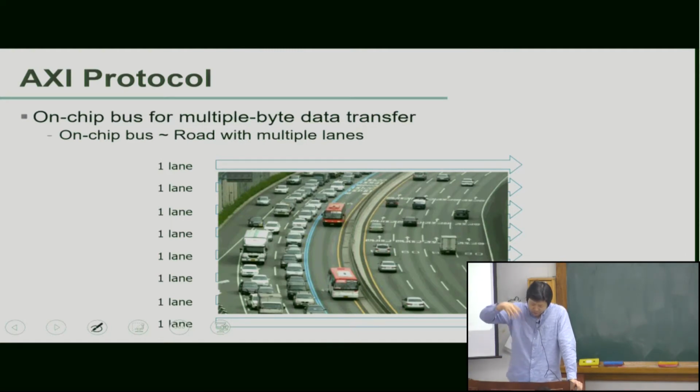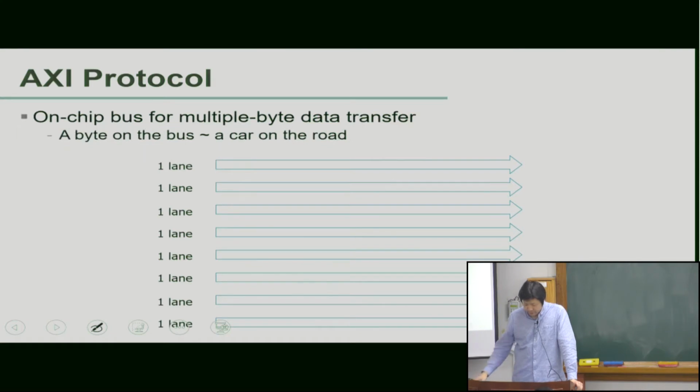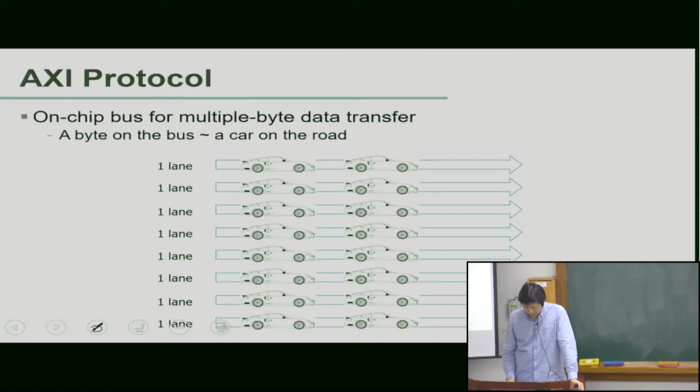Because we have 4 lanes per each, these 4 cars can move at the same time. They can move together. So because we have 8 lanes in this example, we can send 8 bytes at a time. Okay. So this one is kind of a silly analogy, but we have 8 lanes, and we can send 8 cars at the same time.